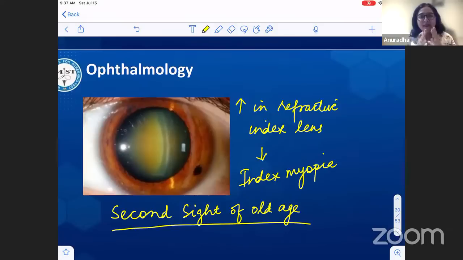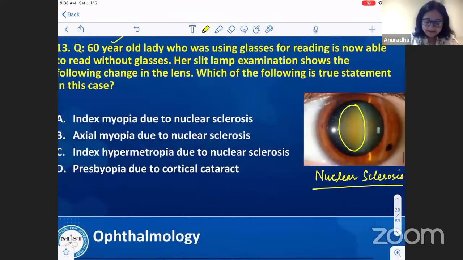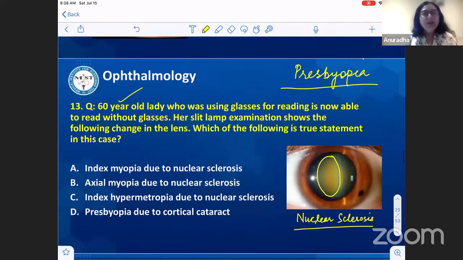But yes, for the time being, till this surgery is done, the patient has gained second sight of old age. Okay, so coming to the statements, choice A is index myopia due to nuclear sclerosis. Axial myopia is when the length of the eyeball changes. So of course, cataract is not going to change the length of the eyeball. Index hypermetropia: there is nothing like hypermetropia occurring due to nuclear sclerosis because the refractive index is increasing, not decreasing.